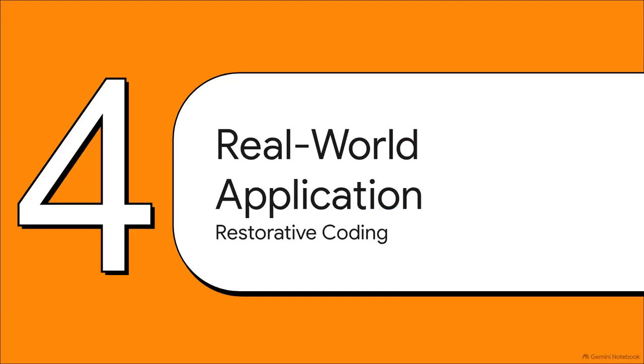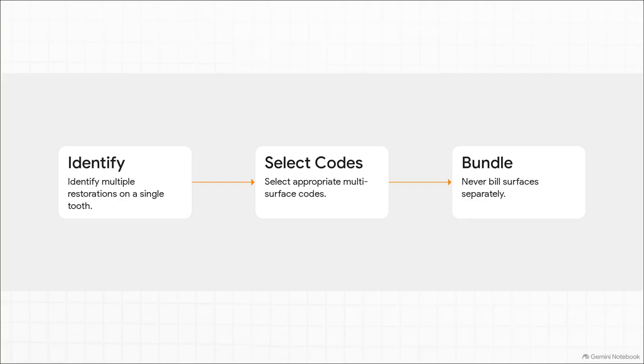Let's put this into practice with Section 4, Real-World CDT Application. We really need to connect all these anatomical rules directly back to the financial reality of the D2000 to D2999 restorative code block. When you're looking at a chart, here is the progressive logic you absolutely must follow. Step 1, identify if there are multiple restorations happening on a single tooth. Step 2, if there are, you have to tally the surfaces up and select the appropriate multi-surface code.